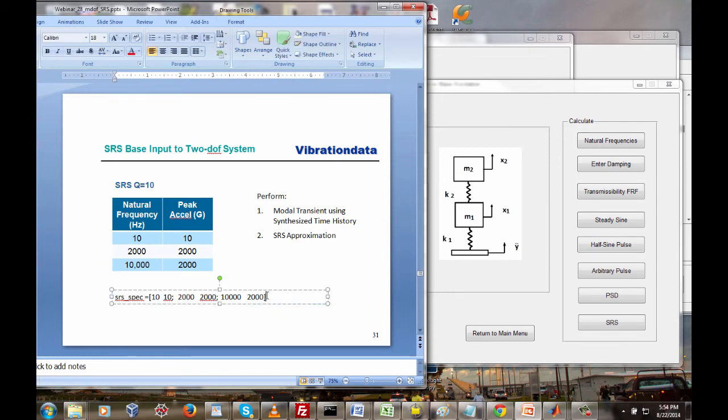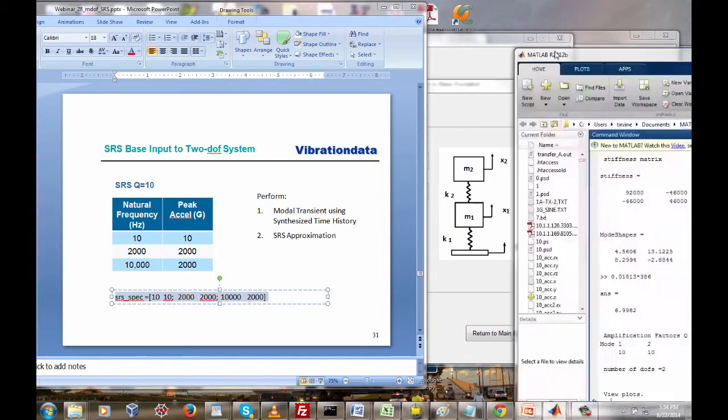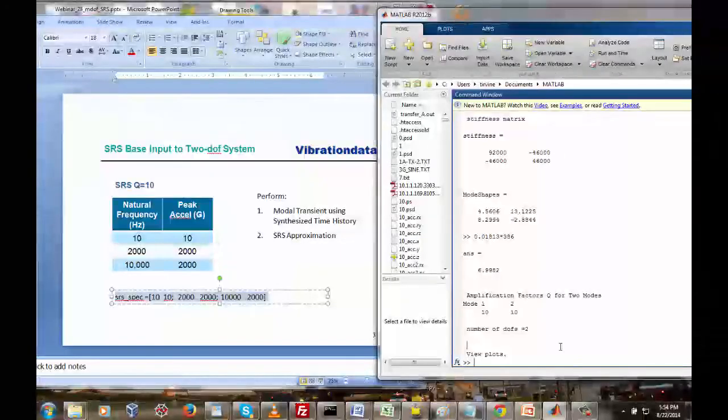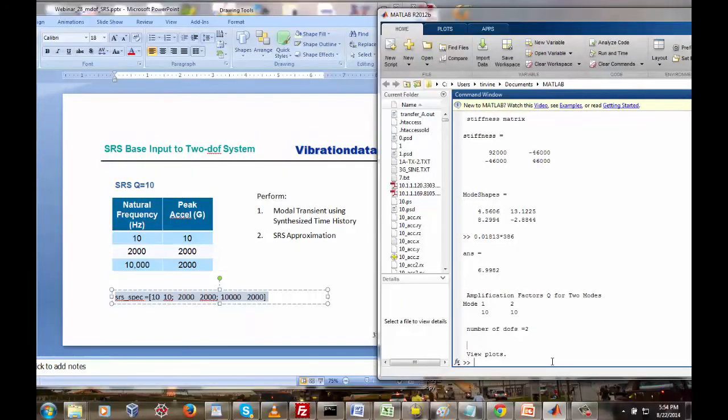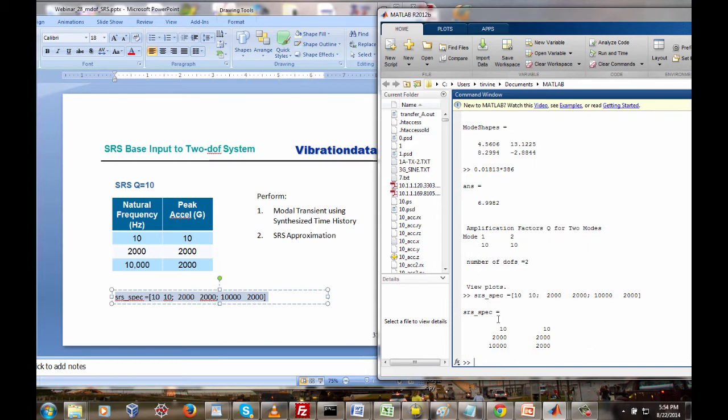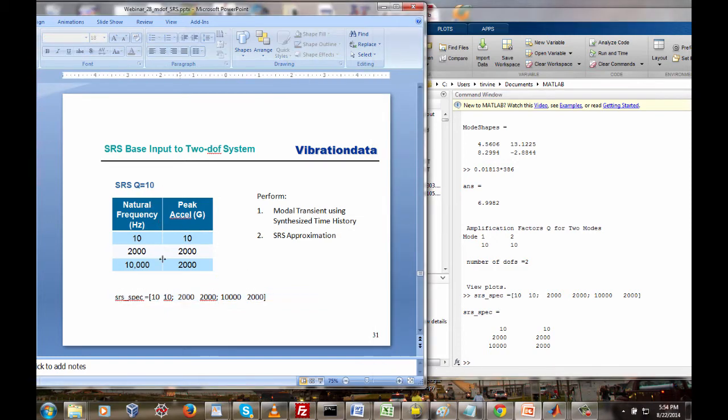Okay, now we're going to have some fun, and we're going to do an SRS analysis. So I'm going to take these coordinate points, and do a Control-C, and I'm going to go to the command window here and do a Control-V. So now I have a file in the MATLAB workspace called SRS Spec. So we have SRS Q is equal to 10. We have natural frequency in Hertz and peak acceleration in G.